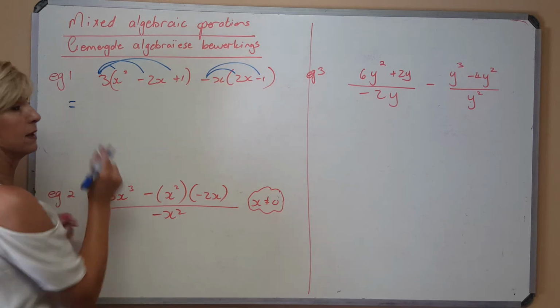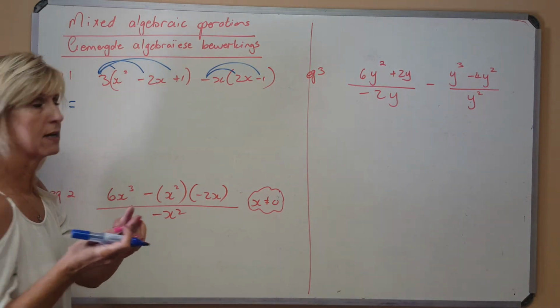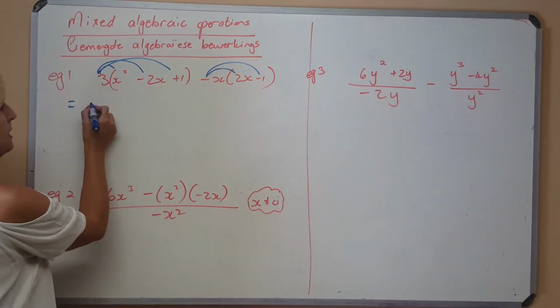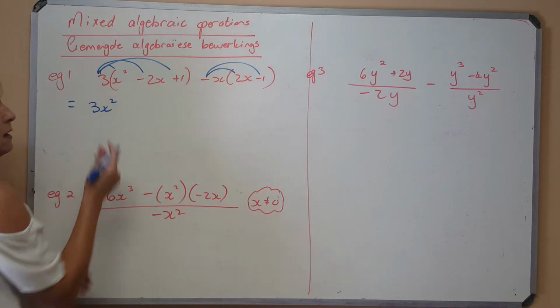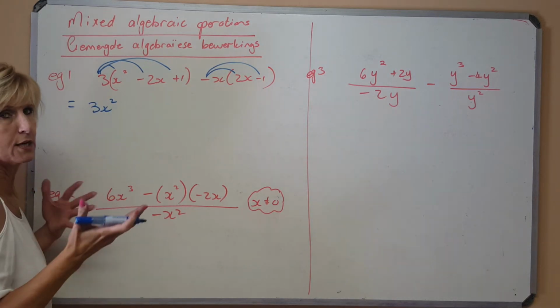So, stappie vir stappie. Tekens, getalle, veranderlik is. So, 'n plus maal 'n plus bly 'n plus, en 3x kwadraat, I can't do anything else than write 3 times x squared.